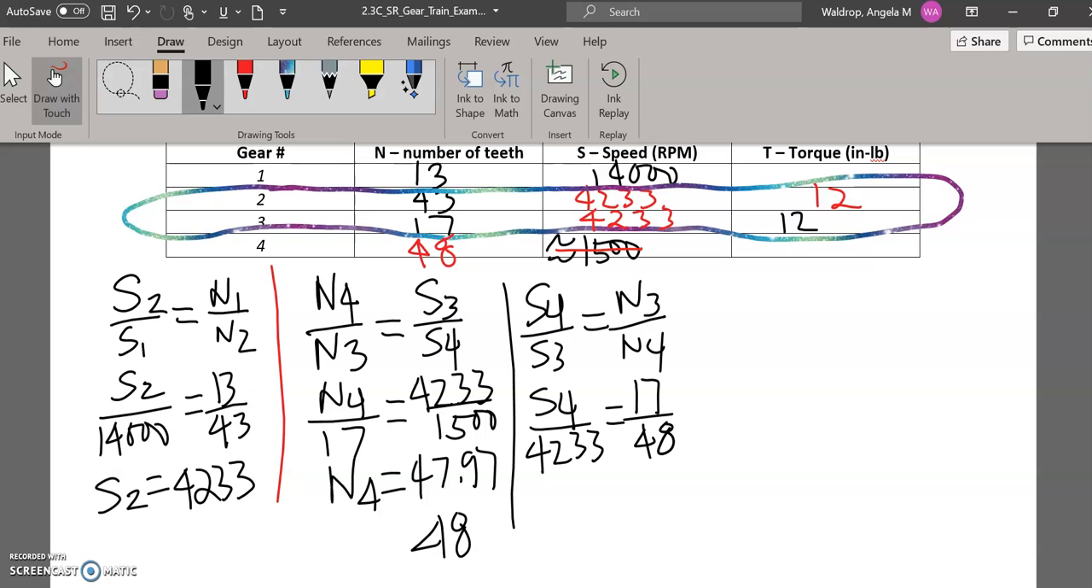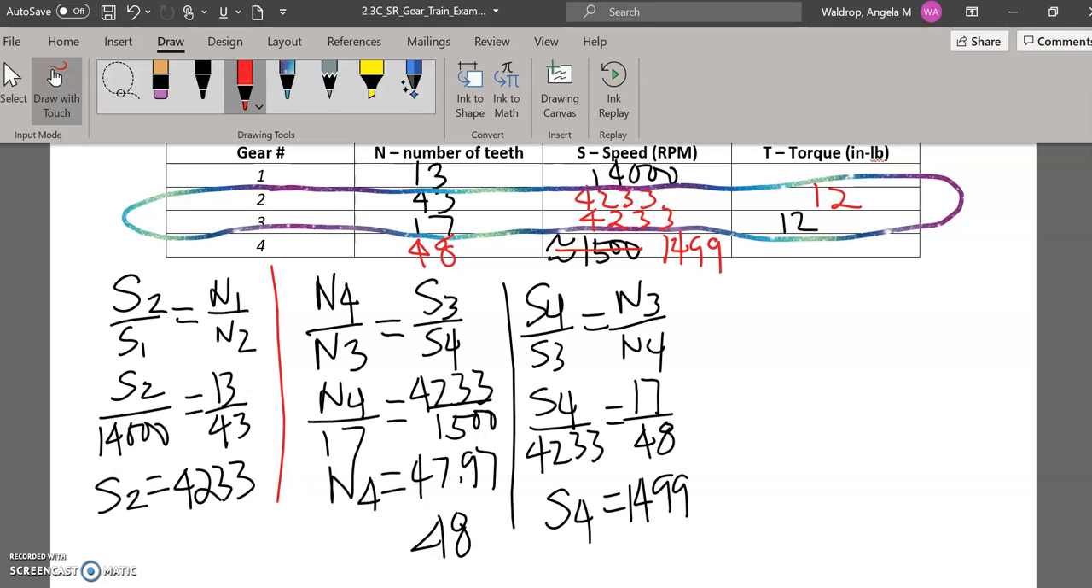And again, these are just pieces that I'm getting from the chart. The 17 over 48 is here, okay? And that 4233 I already defined. So my S4, if I go through the calculations, you can see that it's going to be slightly different. It's not going to be very much different at all. So I'll go ahead and I'll write that down here.